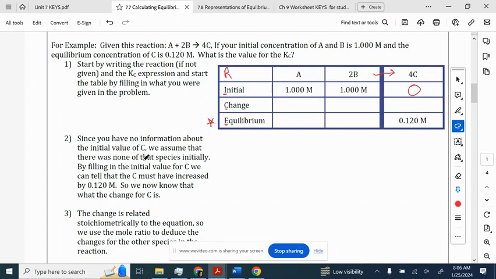All right. So we are assuming that. By filling in the value for C, we can see that C must have increased by this much. Yes? Because at equilibrium, that's how much we have, and they told us that in the problem up here. So that means that this increased by 0.120 molar.